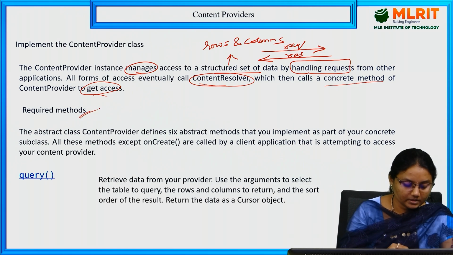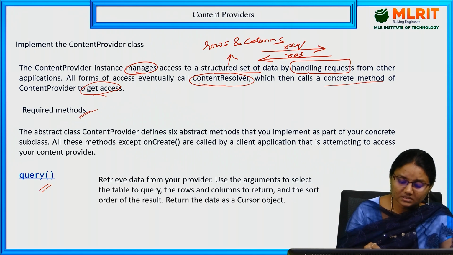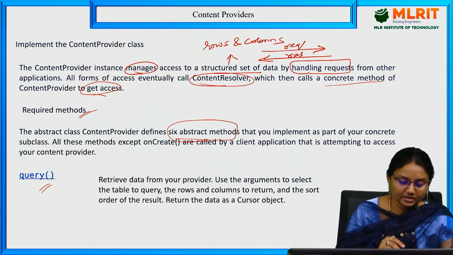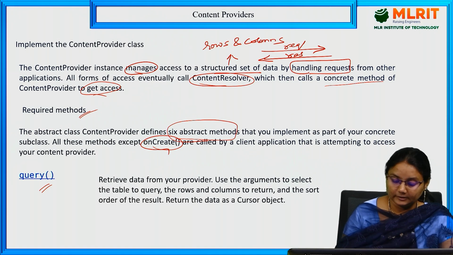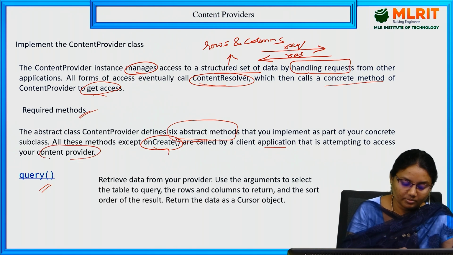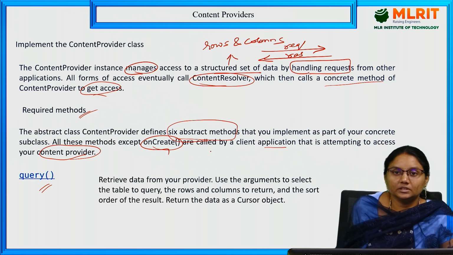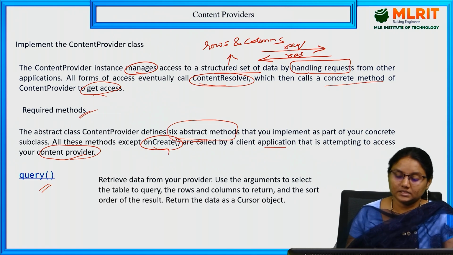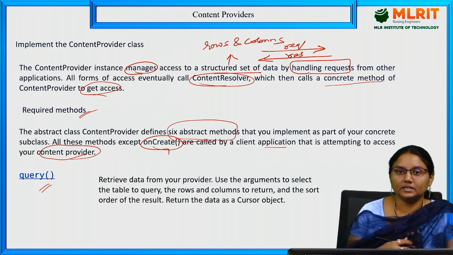What are the required methods? You have the query method. There are 6 abstract methods that you implement using this concrete subclass, and all the methods except onCreate are called by the client application that is attempting to access your content provider. When an AppCompatActivity is being created, we use the onCreate method. Until you create your application with the different components like view or edit text, it is used to access the content that has been given by the user.